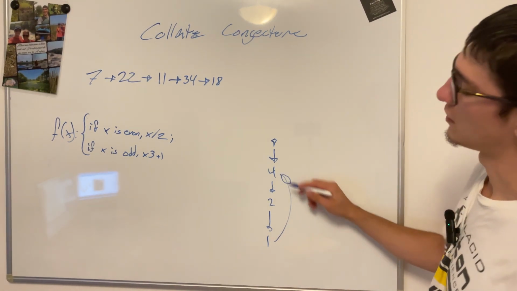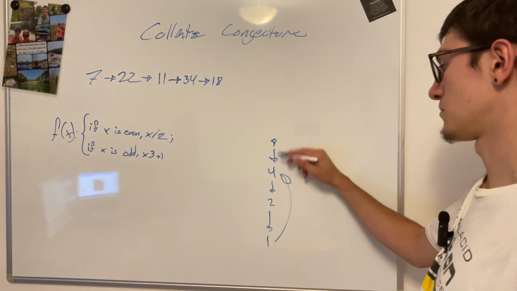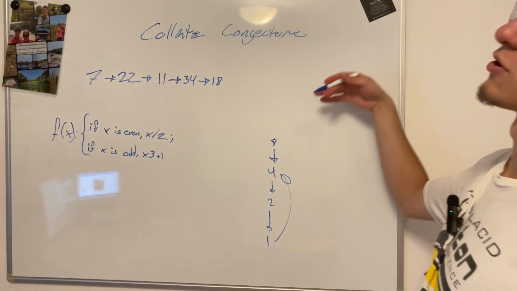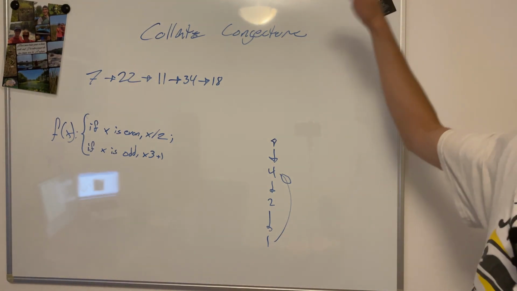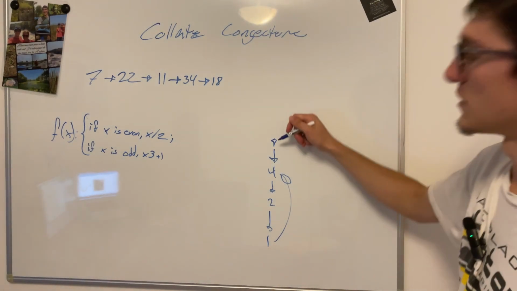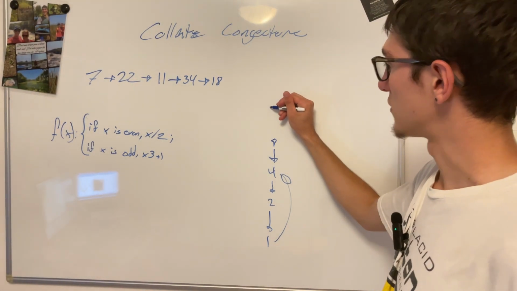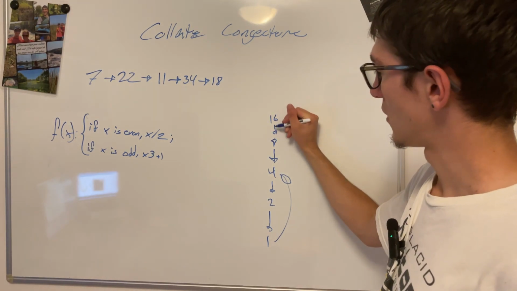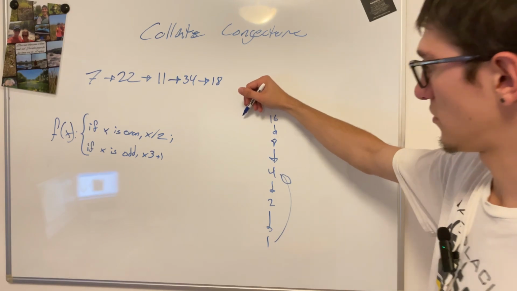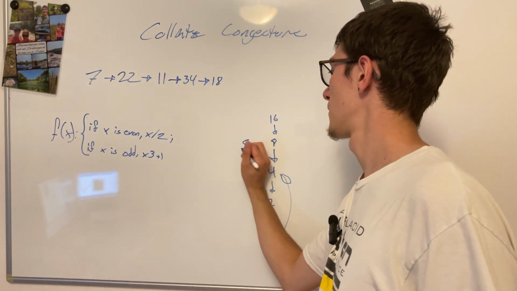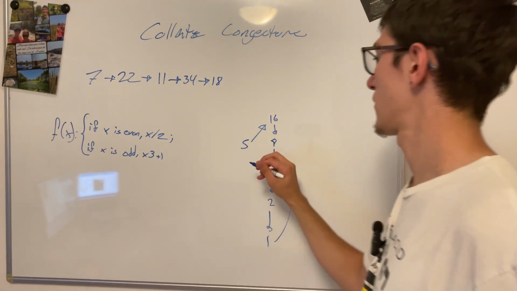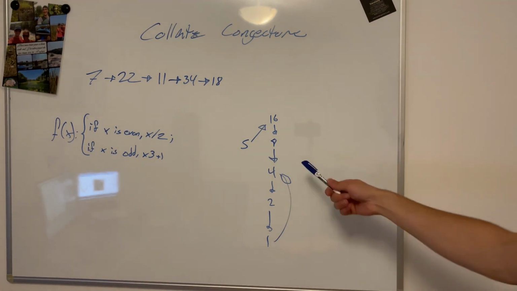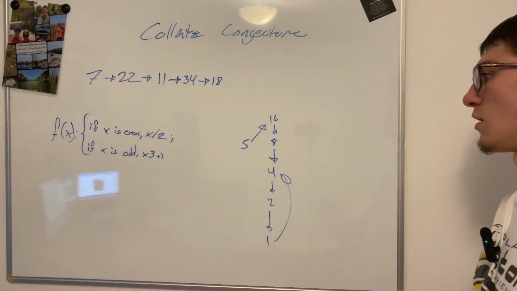Let's take 5, right? So 5 is in between those, but let's take 5. Start at 5, you go to 16, and 16 divided by 2 gives 8, right? So maybe 16 over here, and then you have maybe 5 over here. So 5, 16, 8, so on and so forth. So you can visualize it pretty much however you want.